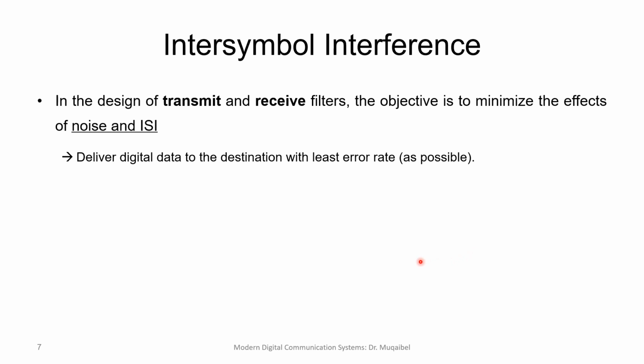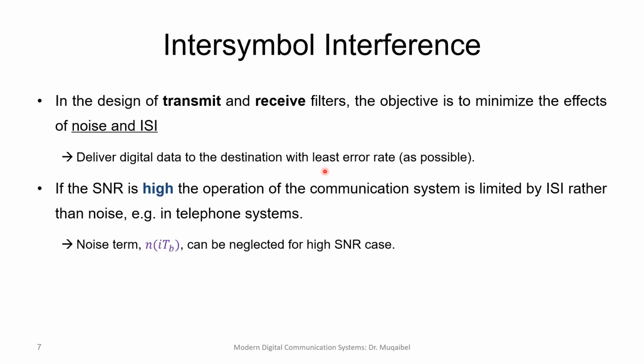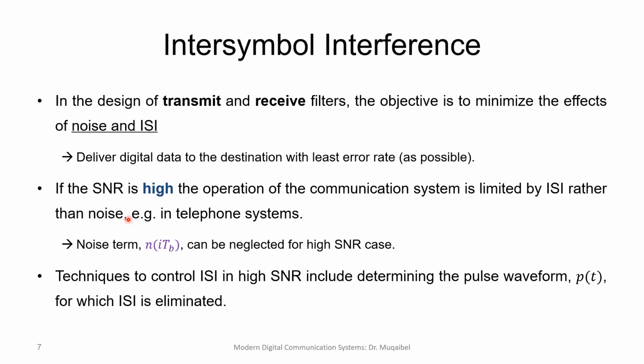So in the design of transmit and receive filter, the objective is to minimize the effect of noise and ISI. We would like to deliver the digital data to the destination with the least possible error. If the signal to noise ratio is high, the operation of the communication system will be limited by ISI. If the signal relative to the noise is high, then the only problem we'll have will be ISI. The noise term will be neglected in the signal to noise ratio. However, otherwise, we'll have to deal with noise.